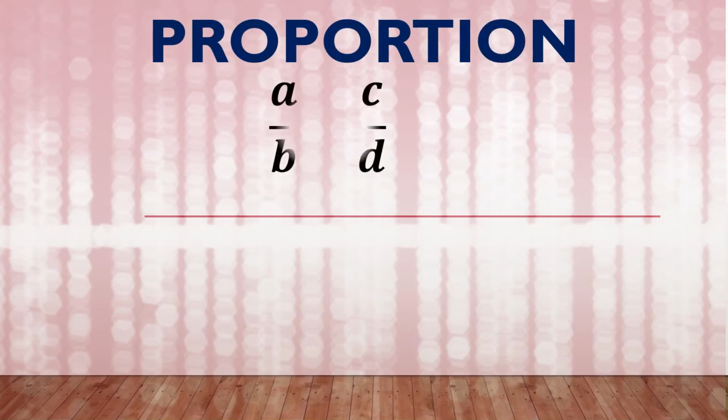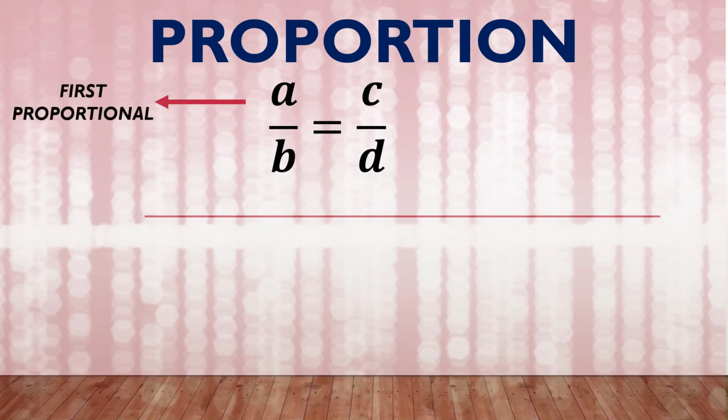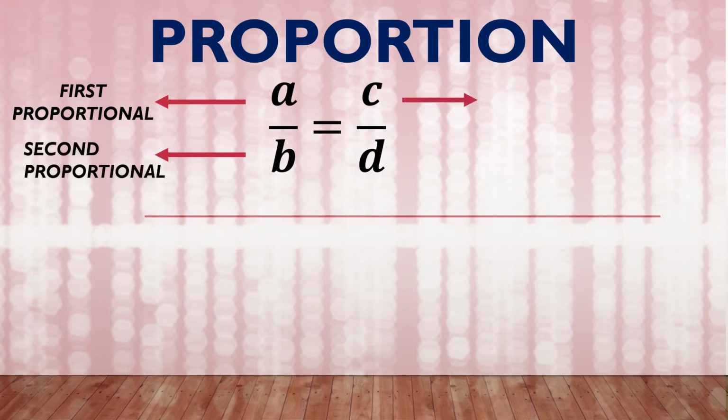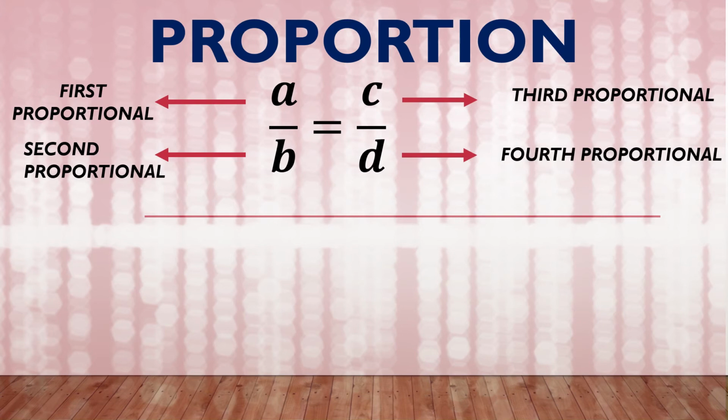Each term of a proportion is given special names, and the naming is based on the relative position of its term. So the first one is what we call the first proportional, B is our second proportional, C our third proportional, and D is our fourth proportional. The second and the third proportional are referred to as the means, and likewise the first and the fourth proportional are referred to as the extremes.